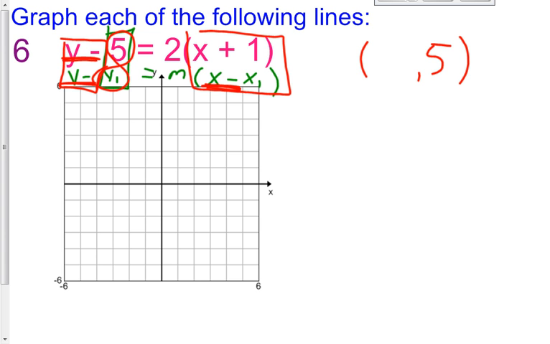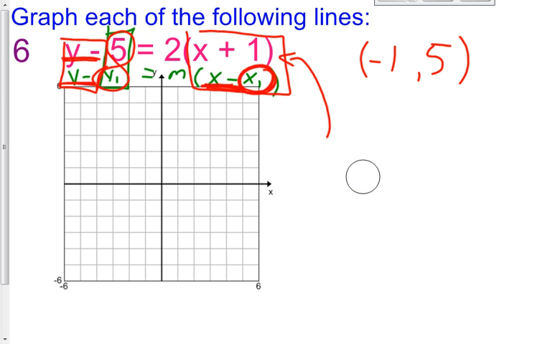So if we wanted to, we can say that this right here is the same thing as x minus a minus 1. X minus a minus 1 and x plus 1 are the exact same thing. So now you have x minus and you have x minus. So that means this x1 here, that coordinate, is the point -1. So I have my point as being a -1, +5.